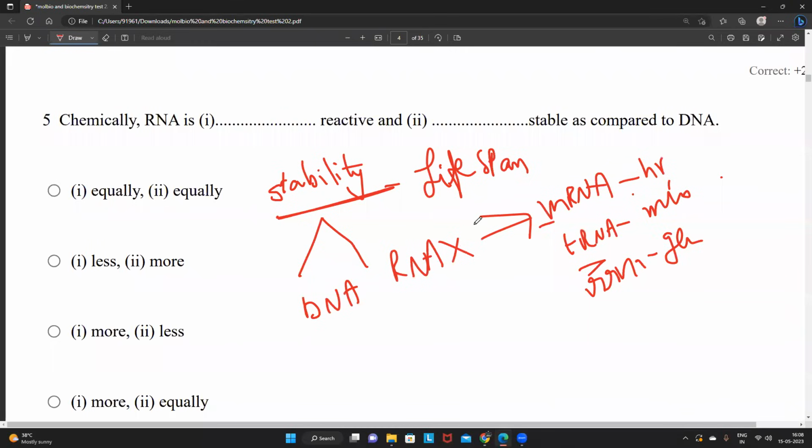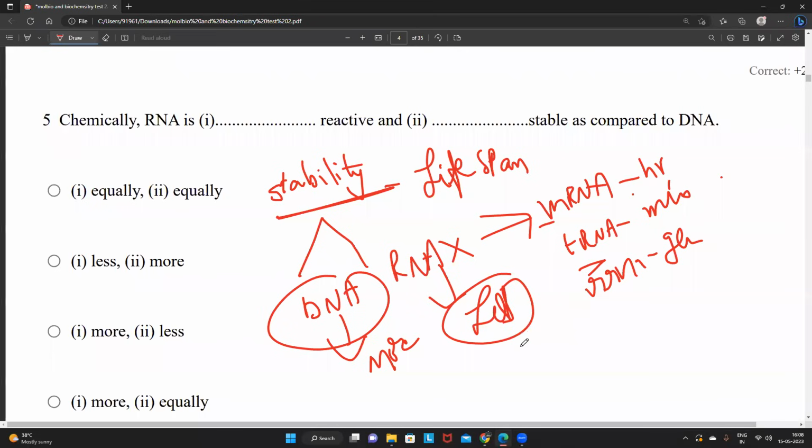But the point is what? In terms of the stability, they are extremely more stable. No need to get confused with this particular point. Which is more stable? DNA is the more stable. RNA is the less stable. Whichever has the less stability, you people have to understand, maybe reactive wise, it is very fast. But lifespan wise, it is very low. Not to get confused with this point. So what we can say is that RNA is more reactive, but it is less stable.